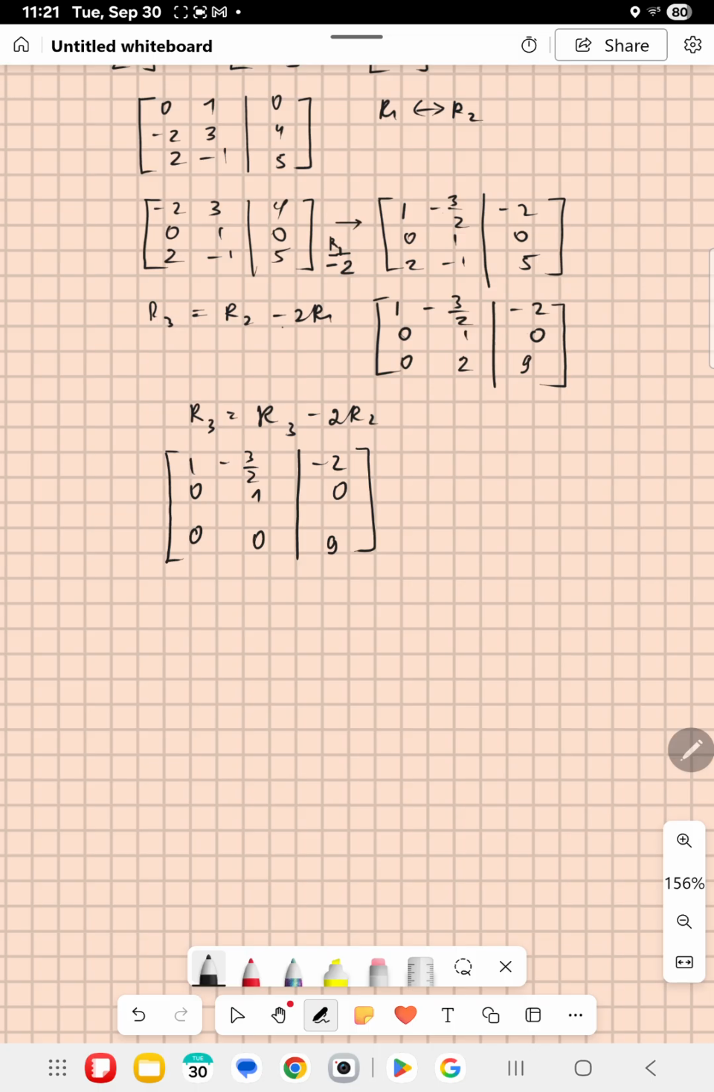Guys, what do we see? We see that 0k1 plus 0k2 equals 9. If I convert equation number 3 into an equation, that's a typical example of an inconsistent system. No matter what k1 and k2 are, it's never going to be true. We can never make it true. So the system is inconsistent.